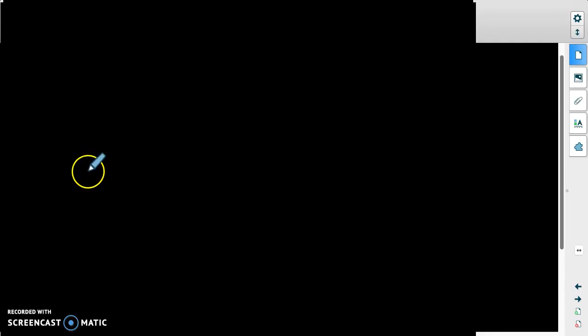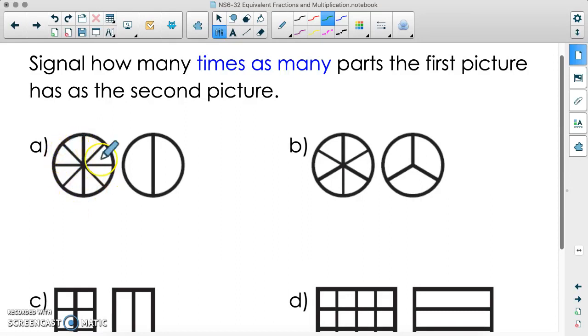So for this first one, we know that the first picture is cut into eighths. This picture is cut into halves. So how many more parts does this one have? Well, it has 4 times as many parts. We know that because if we take the 2 that this part has and we multiply it by 4, we get this part that has 8.